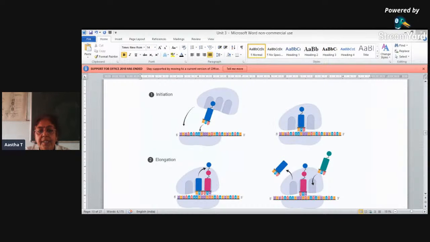So initiation, this is the mRNA. So the ribosome will attach to this.